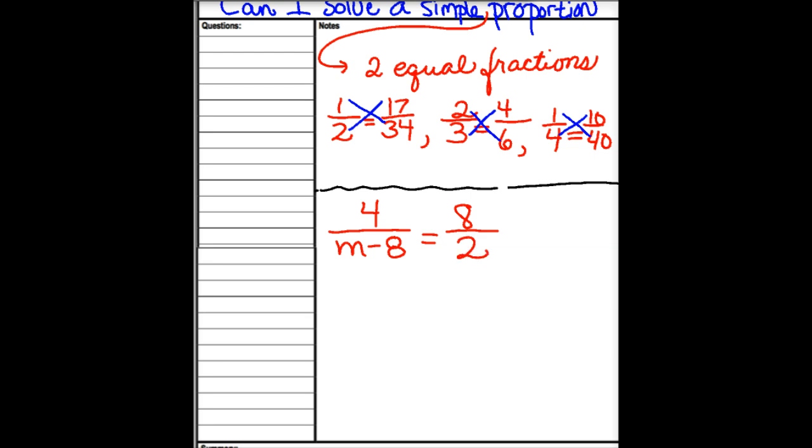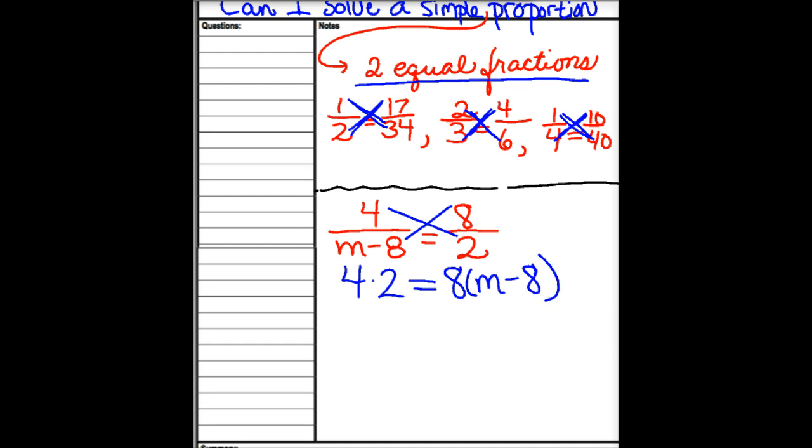So notice what I've done here. I'm just bumping up the difficulty a tiny little bit. I've put an m-2 on the bottom. But I'm still going to go back to the original definition of a proportion: two equal fractions. And if they are equal, then when I multiply the diagonals like I did up here, they're always equal. So I'm going to say 4 times 2 is equal to 8 times (m-8). And I have to put that m-8, lock and load it in a set of parentheses.